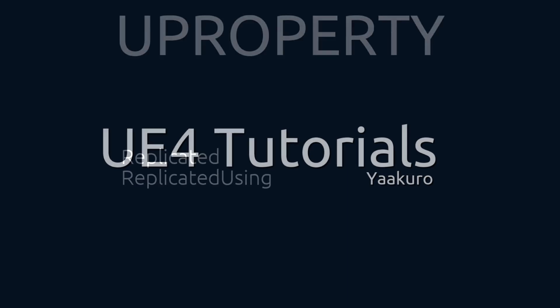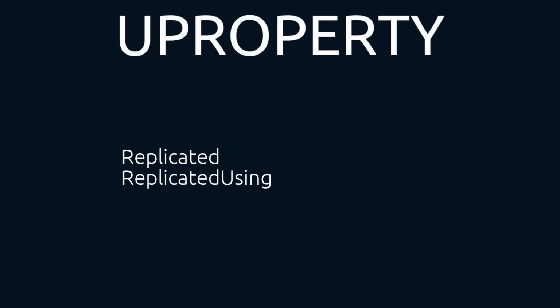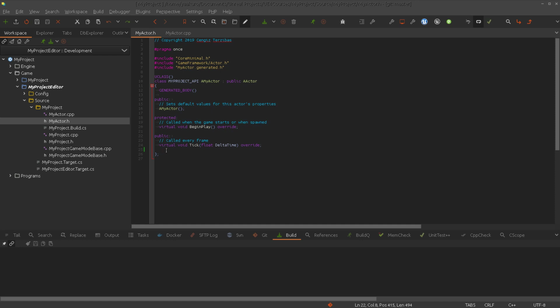In this episode, we will look into the UPROPERTY macro and cover the following specifiers: replicated and replicated using. Those two specifiers are from the big topic of multiplayer programming, and because that can get quite complicated and would take a really long time to go into too much detail, we will cover them here in this episode just briefly. I was thinking of making a series about multiplayer programming, and we will dive into them in more detail. So saying that, let's start with an example.